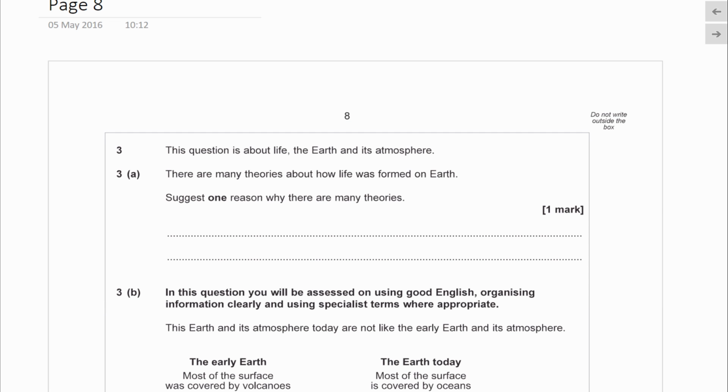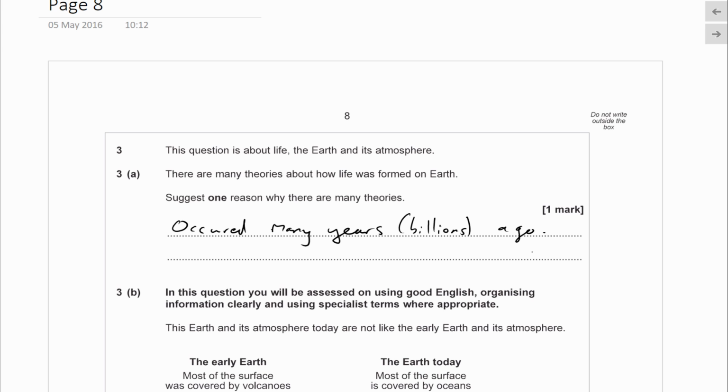Now moving on, question 3 says that this question is about life. That's nice, the Earth and its atmosphere. There are many theories about how life was formed on Earth. So just one reason why there are many theories. Now you could have got the marks for a couple of answers here, but the main reason is that this occurred many years ago, okay, billions of years ago, and so we weren't around to observe it. Okay, so occurred many years, I'm going to put billions in brackets here, many years ago. Alright, that's more than enough for 1 mark.